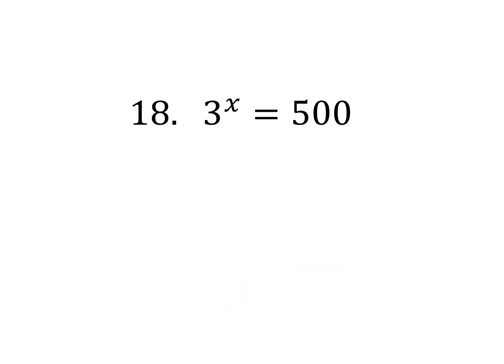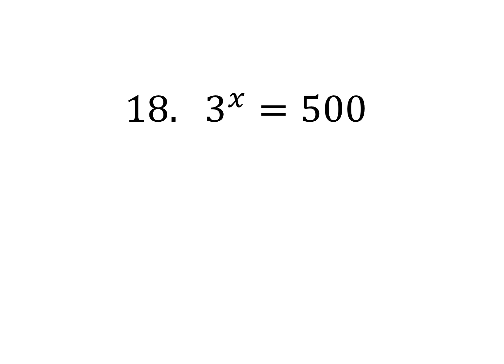All right, what should we do for 18? So when x is in the exponent, we're going to use logs to help us solve. Log base 3. So I'm going to take log base 3 of both sides. Or just put it into log form. We're doing the same thing. So log base 3 of 3 will cancel. We have x equals log base 3 of 500.